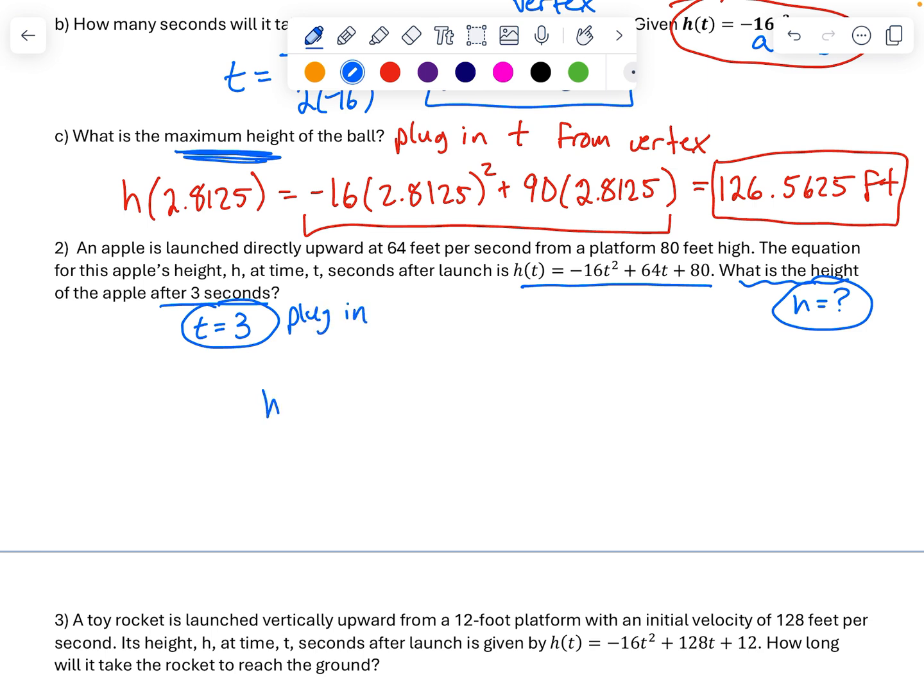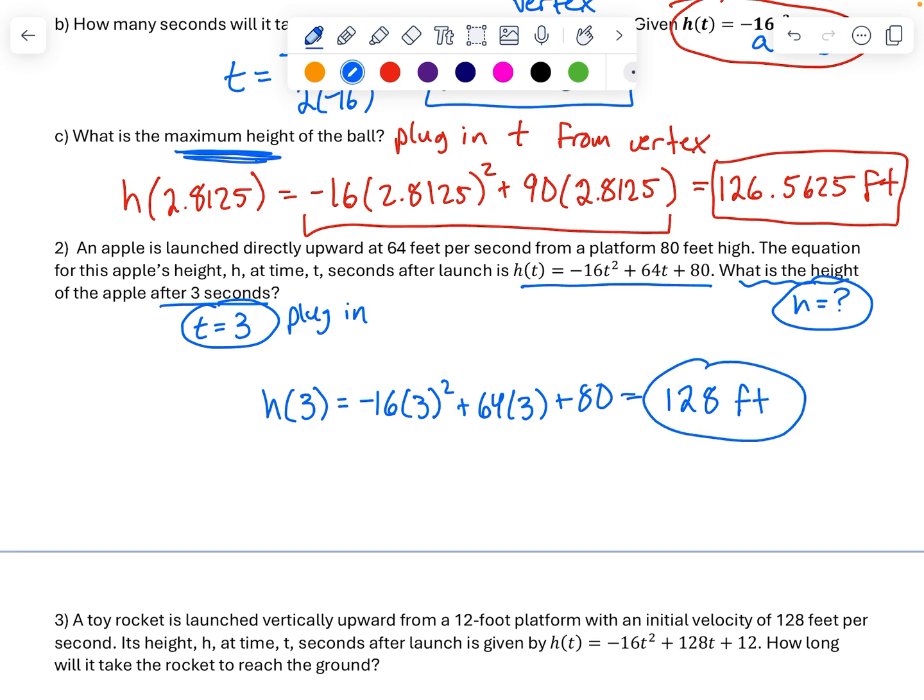So h of 3, so h of t equals negative 16 times 3 squared, plus 64 times 3, plus 80. And we type that into a calculator and we get 128. So after 3 seconds, we are 128 feet in the air, or the apple is. Those ones are my favorite because all I have to do is plug in the t. Easy peasy.